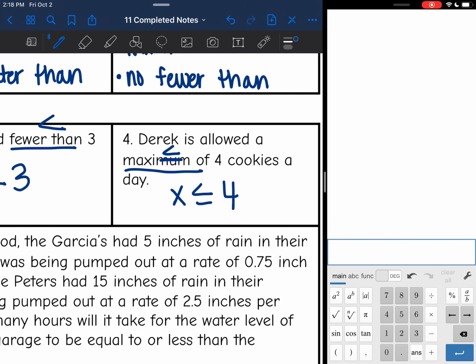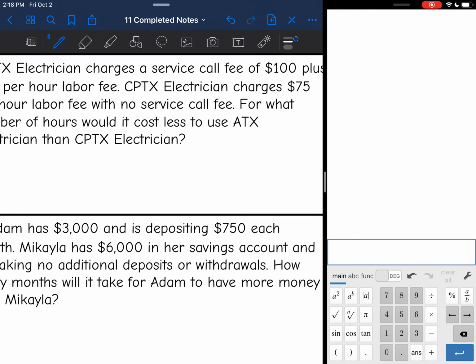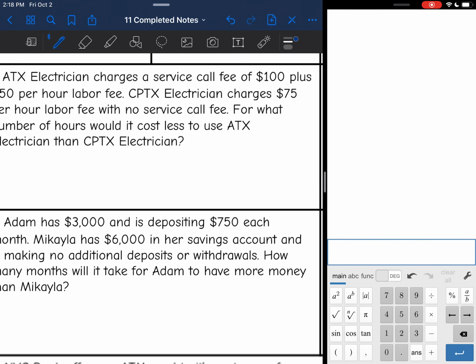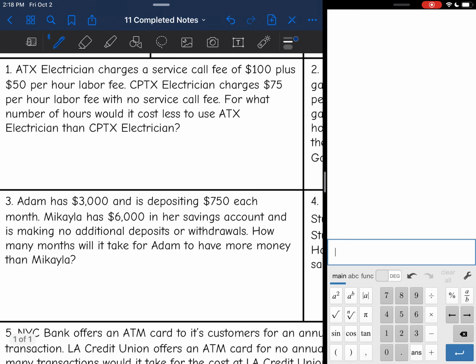Okay, those were just easy inequalities. Now we're going to do inequalities with variables on both sides. And I'm going to mark up these word problems like I did yesterday with the equations. So the first one says ATX electrician charges a service call fee of $100 plus $50 per hour labor fee. There is that word per again. Remember, that means multiplication, so it means x.